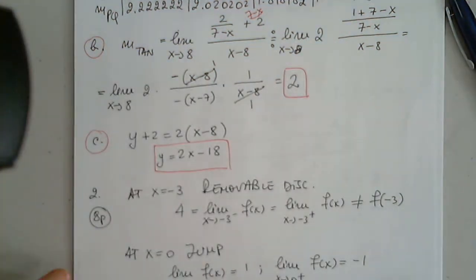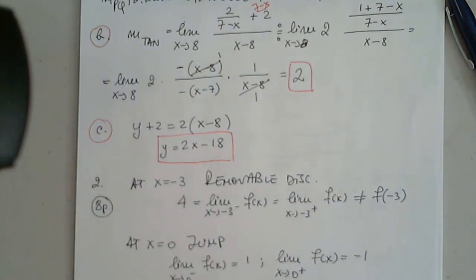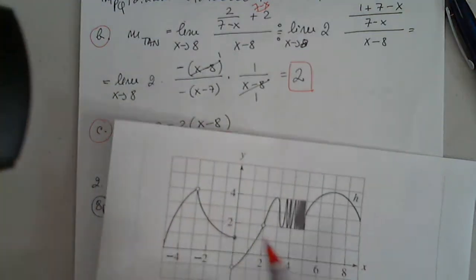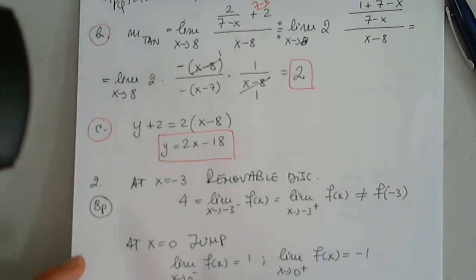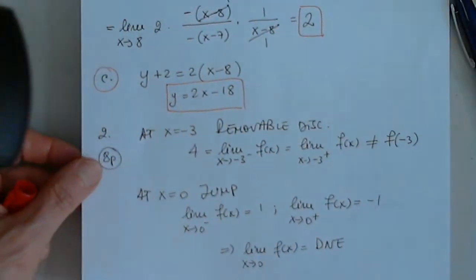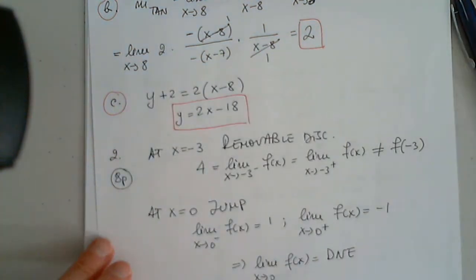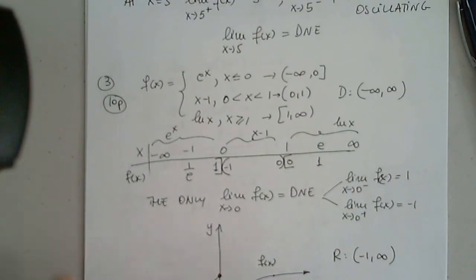So I explained removable discontinuity because the limit from the left and the limit from the right, they are equal to 4, but they're not equal to the function value at -3. The jump at 0, the limit from the left is 1, the limit from the right is -1. So I presented those. So the limit from either side is D and E.